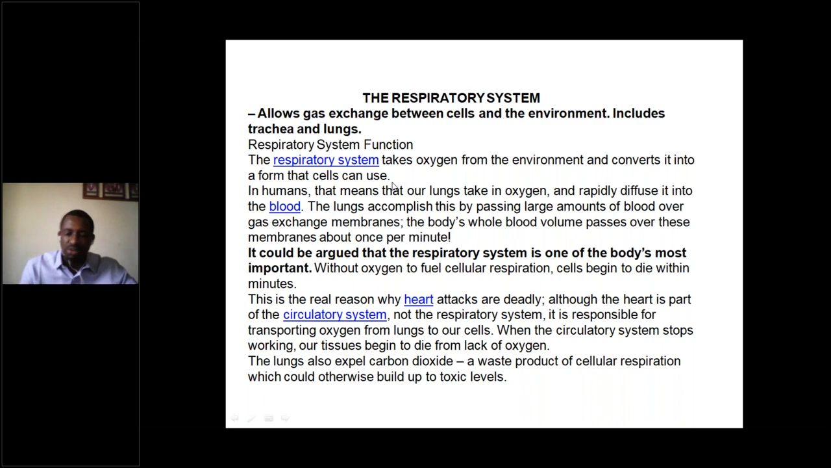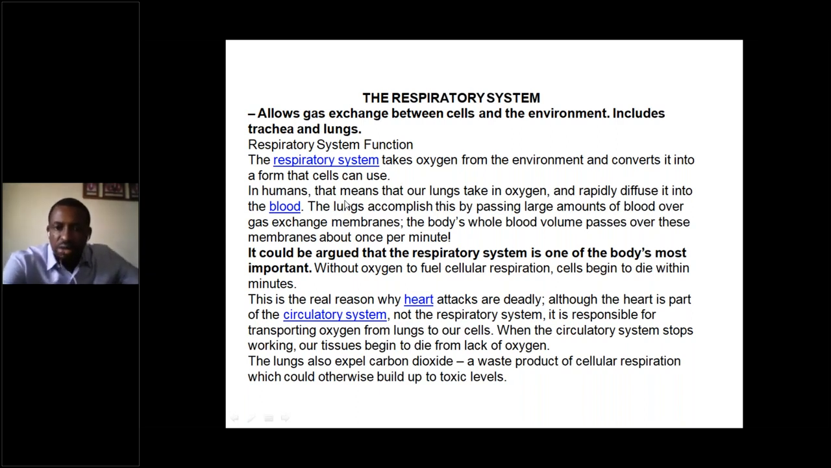And when the cells have worked and broken down oxygen in metabolic processes, and you bring in carbon dioxide, it cannot also be transmitted outside. Then what happens? All the systems in the body collapse. Okay, so in humans, the lungs take oxygen and diffuse it into the blood.